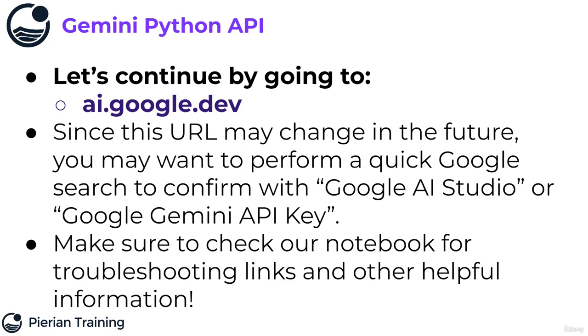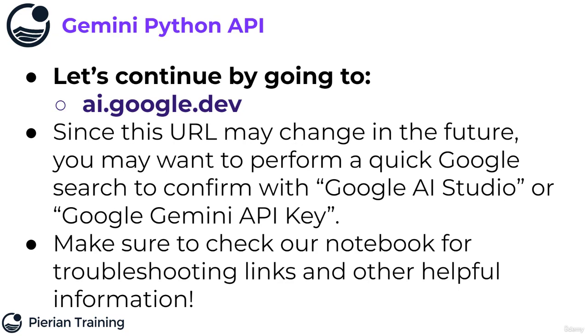Keep in mind that this overarching URL may change in the future. You may just want to confirm with a quick Google search like Google AI Studio or Google Gemini API key to get to the right link. Keep in mind that may take you straight to the MakerSuite, which is actually where you create the API key. Also, make sure to check our notebook for troubleshooting links and other helpful information regarding the API access.